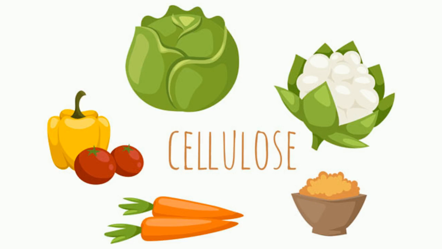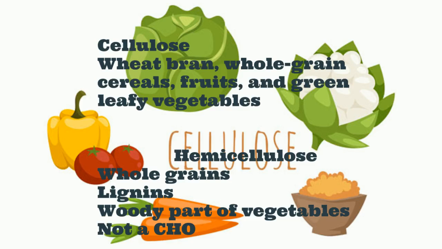Cellulose is another source of polysaccharides. It comes in the forms of wheat, bran, whole grains, and cereals. There's also something called hemicellulose, which comes only in whole grains. And there's another form called lignans, which is the woody part of vegetables, and it's not really a carbohydrate.